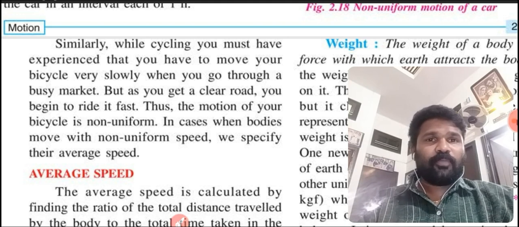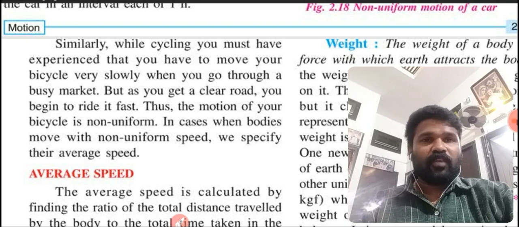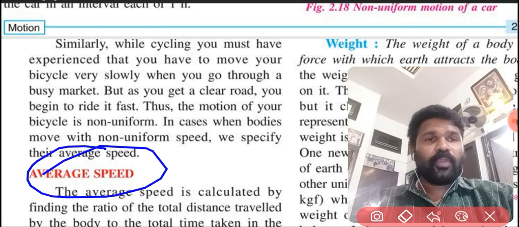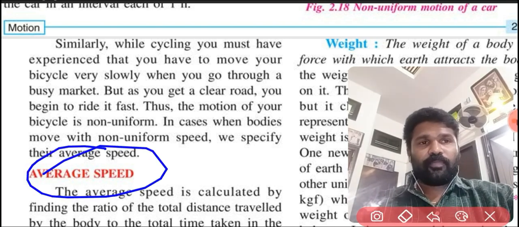In cases when bodies move with non-uniform speed, we specify their average speed. How can we find out the average speed of the body when the body is in non-uniform motion?